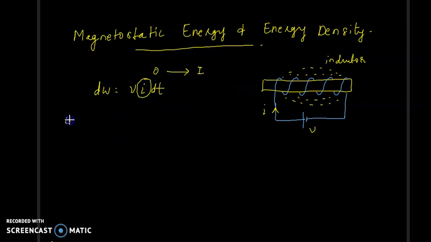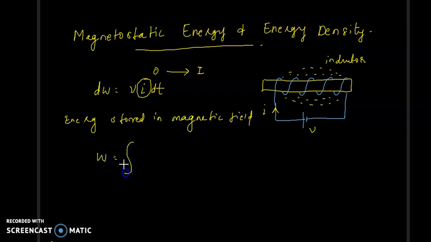So that is the energy stored in the magnetic field. So W is the integration. Here the current is the only parameter which changes with time. It starts from 0 and goes to I. At steady state the current is I. So we are integrating the expression dW, where dW is V I dt.